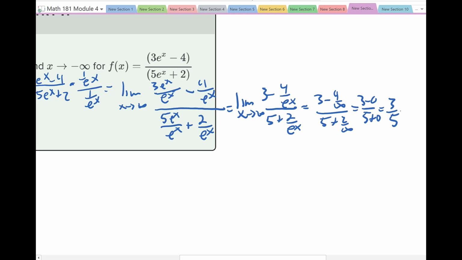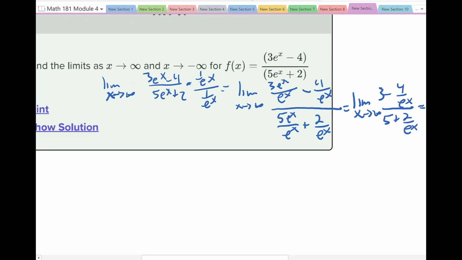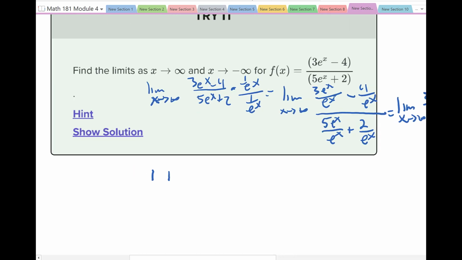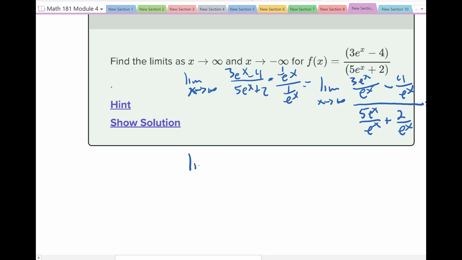Now let's look at the negative part of this, and that's a fun one. It's like, hey, finally the negative, there's less work. So we have the limit. No, I can't write there. Limit as x goes to negative infinity of 3e^x minus 4 over 5e^x plus 2. My gosh, I struggle with drawing simple things.